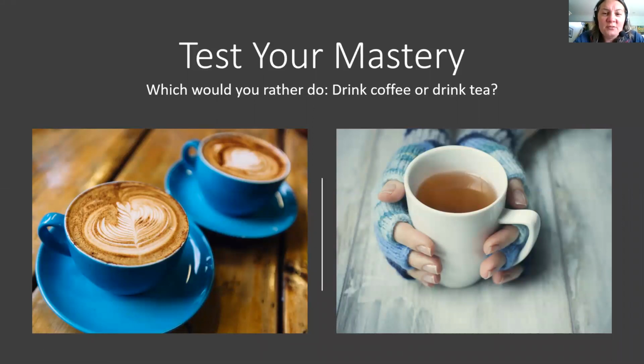What would you rather do? Drink coffee or drink tea? So go ahead and decide, what is your preference? Which one do you prefer? Do you like drinking coffee better or do you like drinking tea? So I've built out this example using both. So no matter which one you pick, you can see how it would flow.